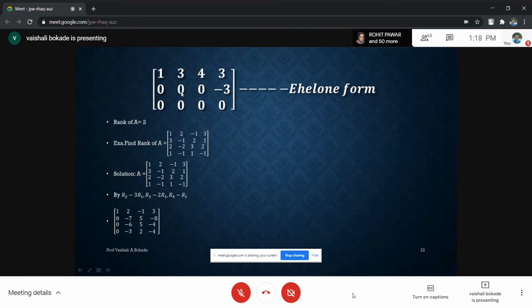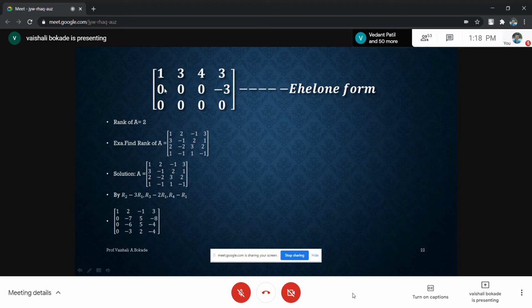May I interchange R2 and R1? No. Can I interchange R2 and R3? By interchanging R2 and R3, I'm still getting the element at the 2 2 place as 0 only. I can't use any row transformation to convert the element at the 2 2 place to be 1 here. I'm helpless.